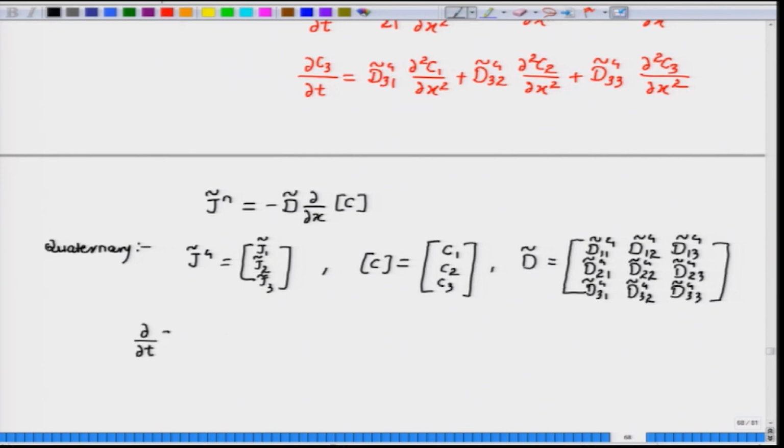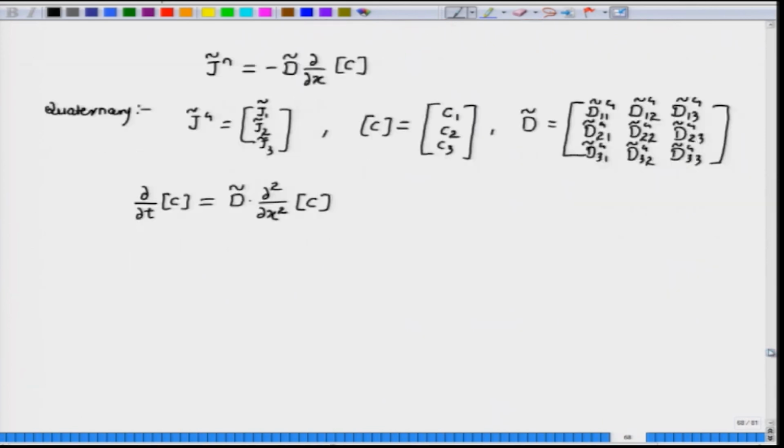dou by dou t of C is equal to D tilde times the second partial of C. Okay. So, how do we proceed now? This is a matrix equation. Now, to make it even simpler, let us try to transform the original matrices into a new form. Let us call this new form a cap basis, right. So, what we do? We have to first define what we call a similarity transformation matrix for D tilde.